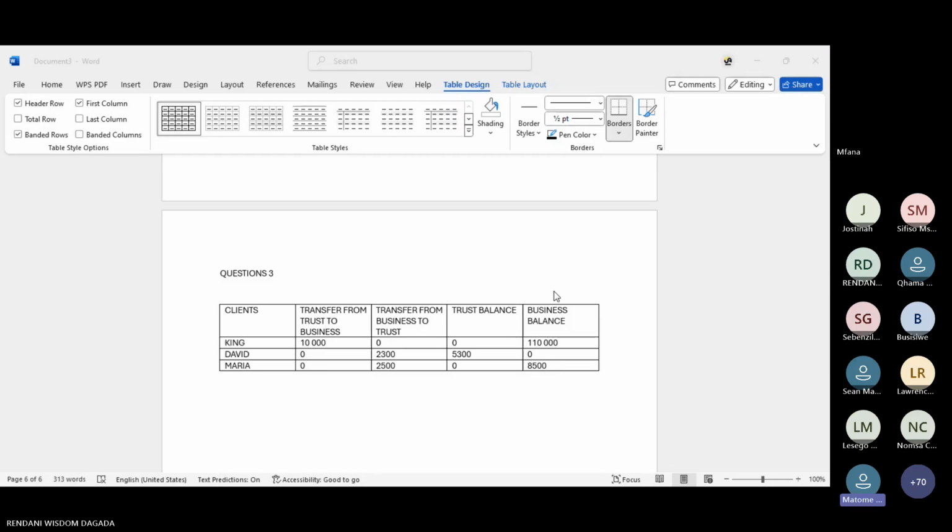I just want to ask this. The Maria 2,500 is the money that he owes. No, it's a shortfall in the trust. And then David's 2,300 was supposed to go in his trust. So it was an over transfer. Okay.